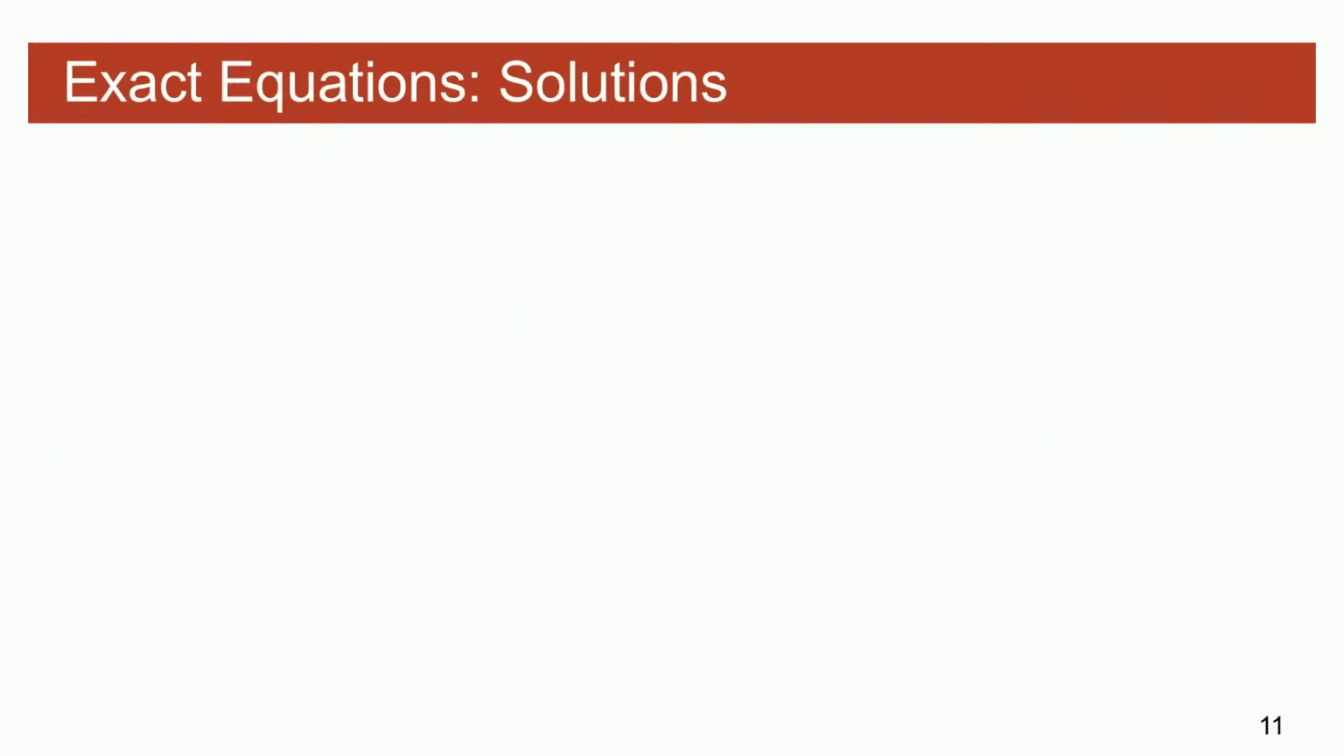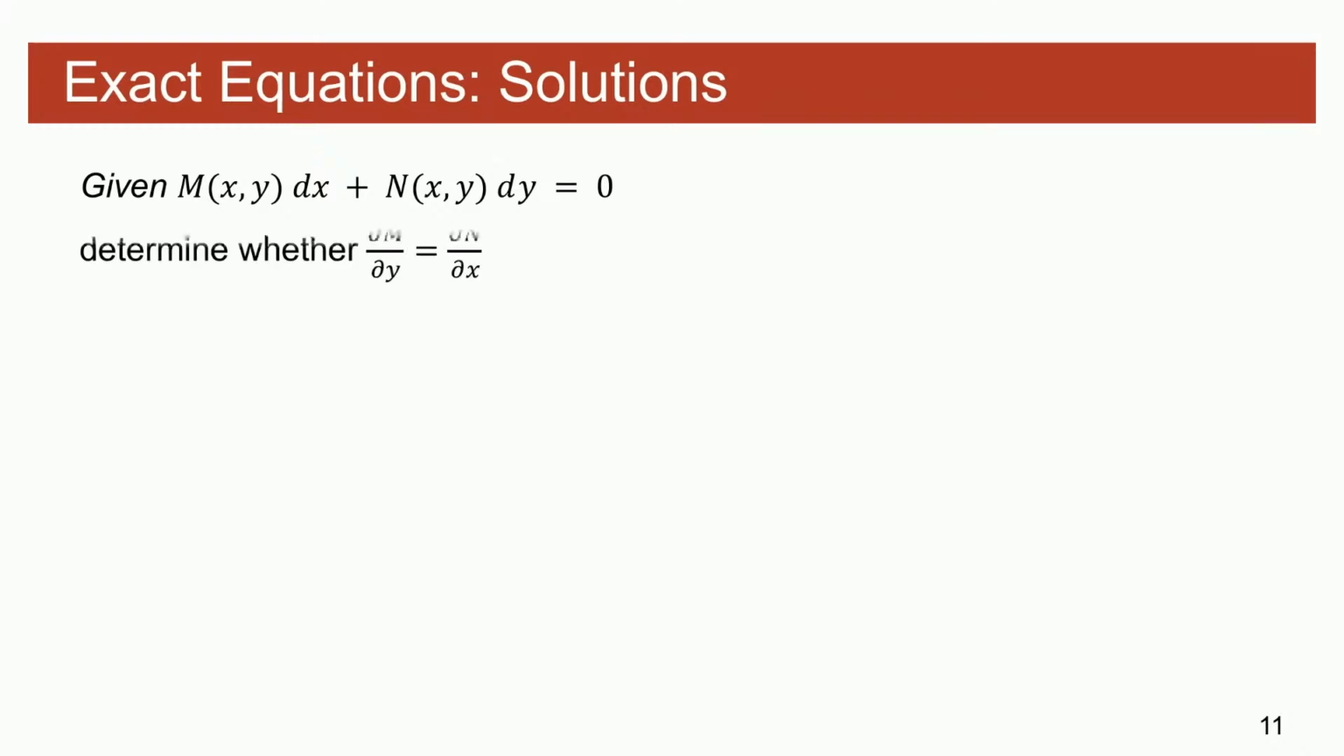How do you solve this? Number one, start with that. So in other words, you want to rewrite your equation so that it looks like this. You have some function times dx, some other function times dy equals 0. There it is. Next, you're going to check to make sure it's exact.